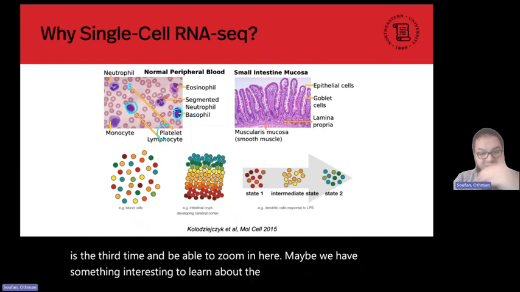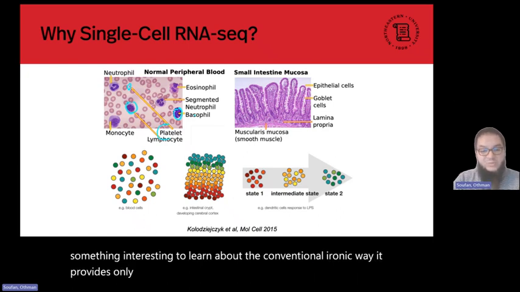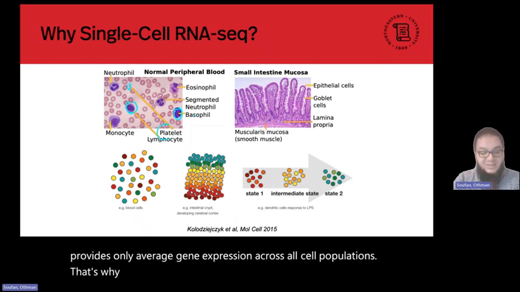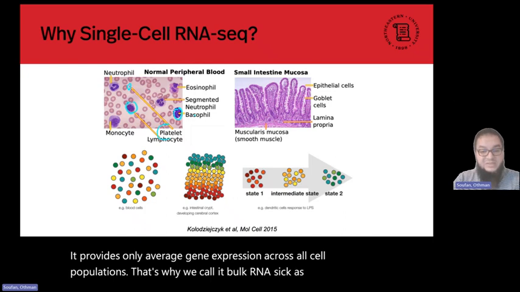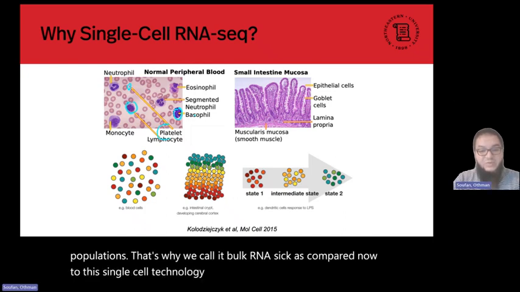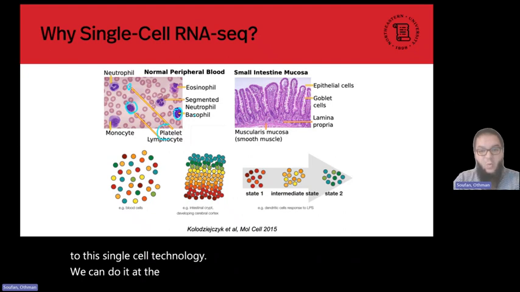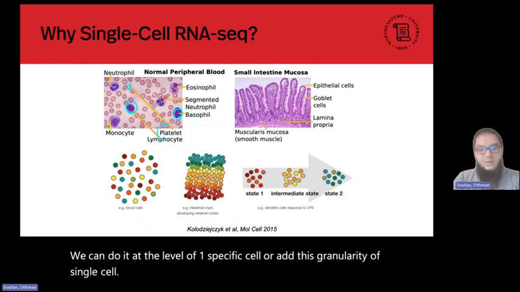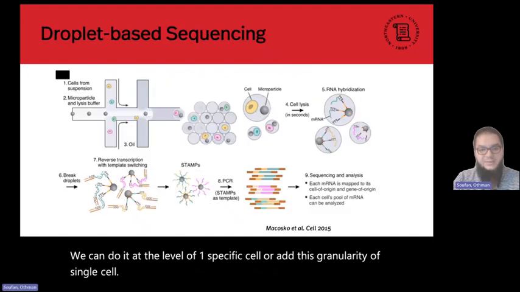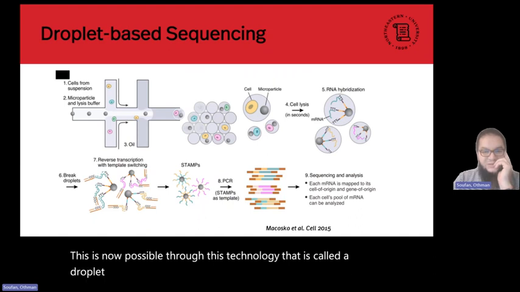The conventional RNA-seq way provides only average gene expression across all cell populations. That's why we call it bulk RNA-seq. As compared now to this single cell technology, we can do it at the level of one specific cell or at this granularity of single cell. And this is now possible through this technology that is called droplet-based sequencing.